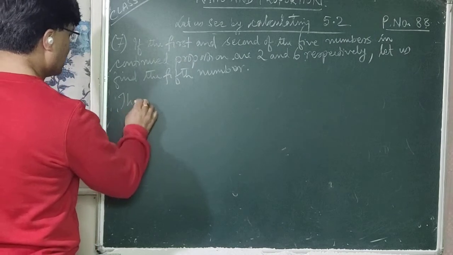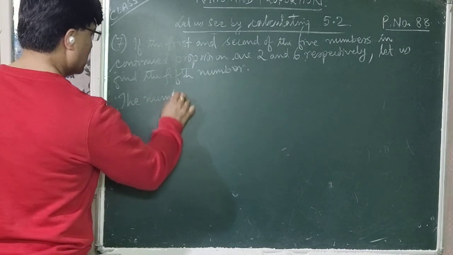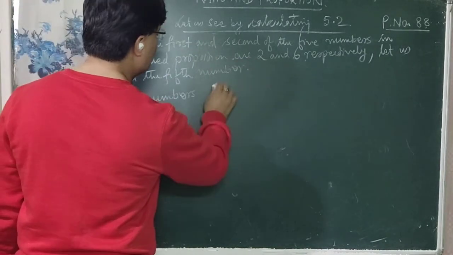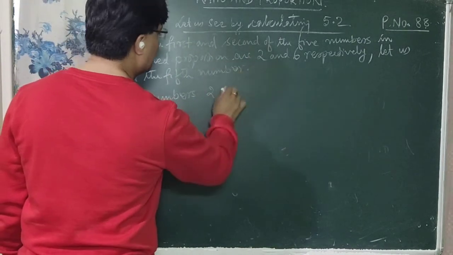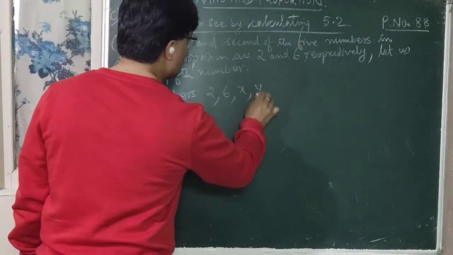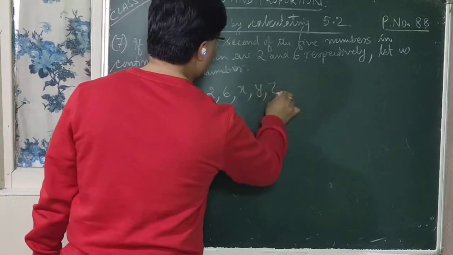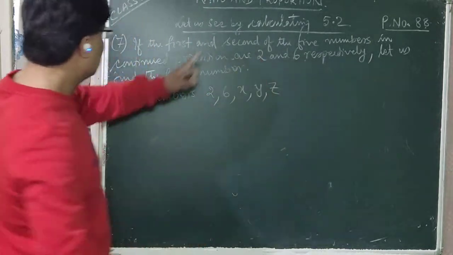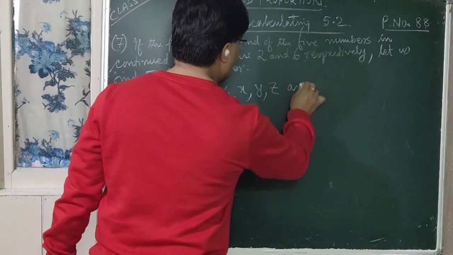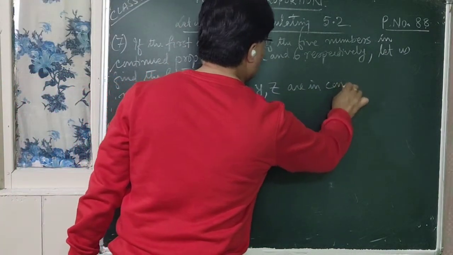Therefore the numbers, which is the first number here? 2. Which is the second number? 6. And third number, suppose x. Fourth number y, and fifth number is z, are in what? They are in continued proportion.